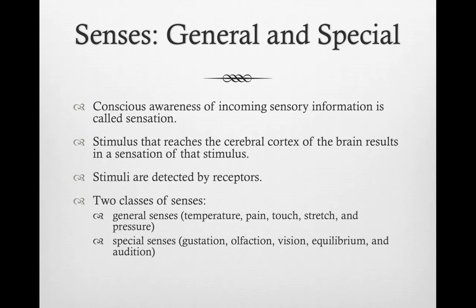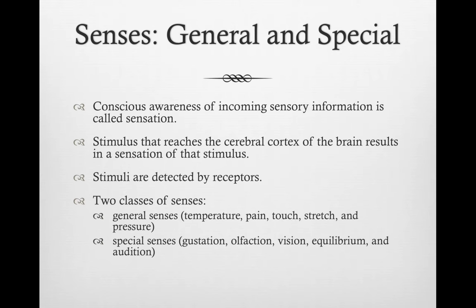So the first thing we want to talk about is the difference between sensory information, i.e. stimulus, and then a sensation. A sensation is what we determine to be conscious awareness of incoming sensory information. So basically any stimulus of which you become consciously aware, which you think about consciously, is considered a sensation. Whereas a stimulus is merely information that has come in through the peripheral nervous system that has been detected by a receptor. And it doesn't become a sensation until you're consciously aware of it and it's dealt with in your cerebral cortex.